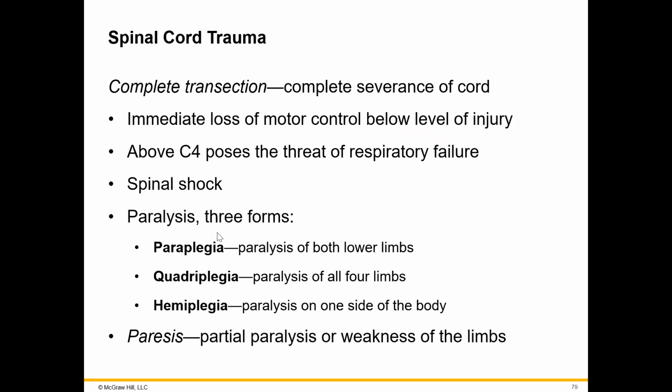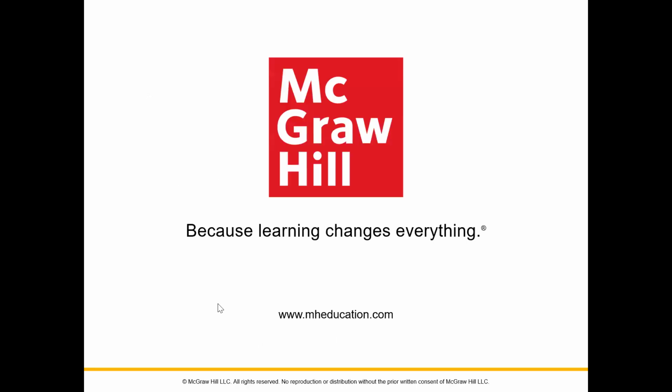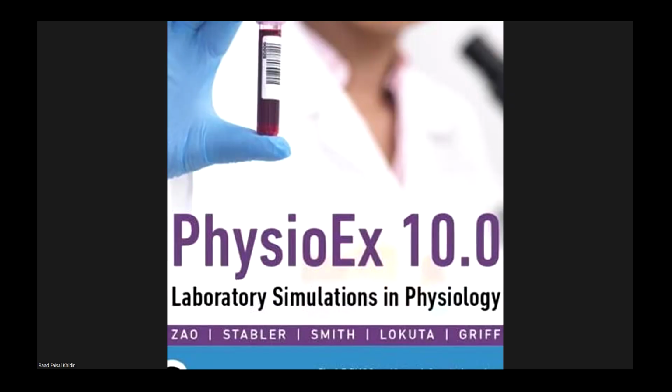Spinal cord trauma can come either as paraplegia, where you have complete paralysis of both lower limbs, or quadriplegia, which is paralysis of all four limbs, and hemiplegia is paralysis of one side of the body. That's hemiplegia. Any questions? Let's take a break.